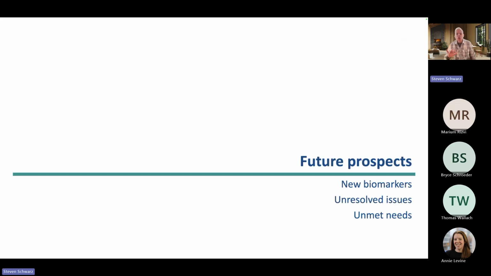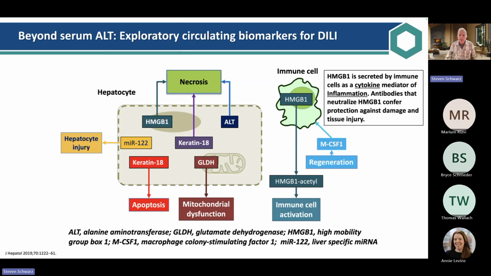So what's new? Not a lot, except for the fact that there are studies exploring specific circulating biomarkers for DILI. They're shown here. HMGB1 is a cytokine mediator of inflammation. Antibodies that neutralize it confer protection. And so this could be a biomarker for liver injury caused by DILI.